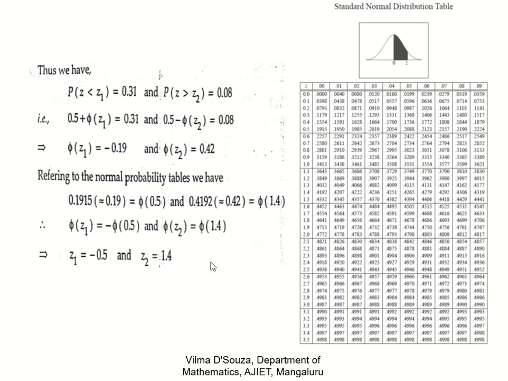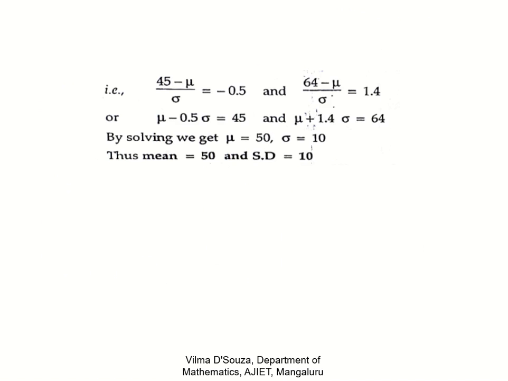Here the probability was given. You are required to find z1 and z2, that is the value of z. Now z1 is minus 0.5 and z2 is 1.4. But what is your z1?